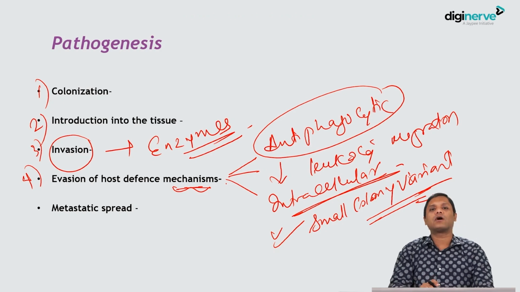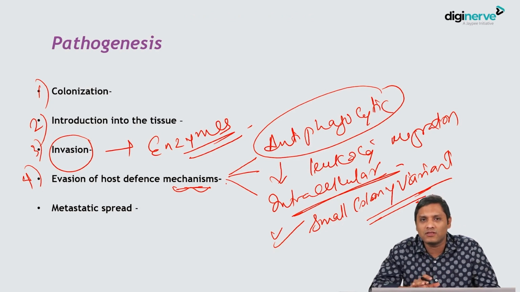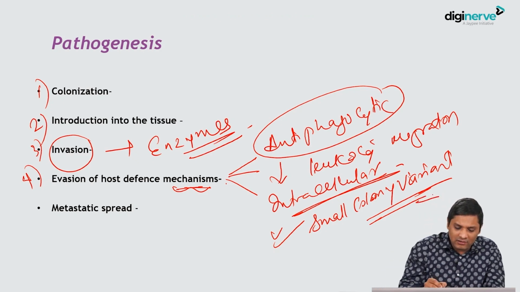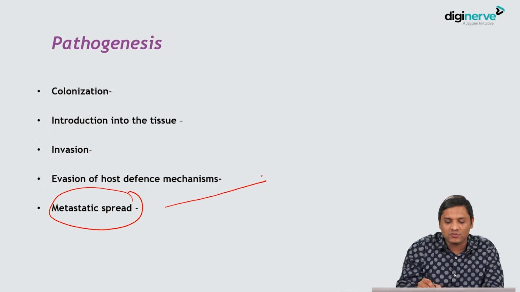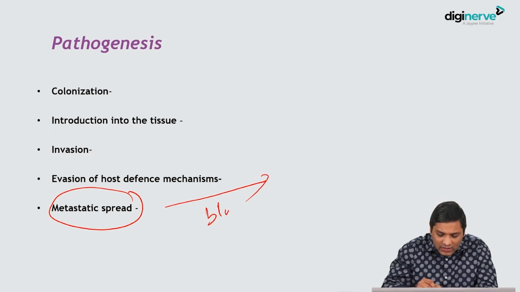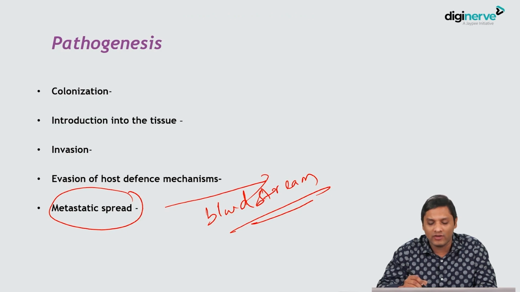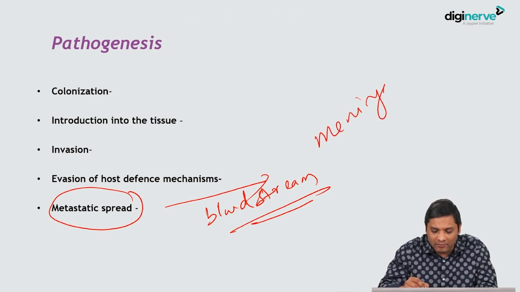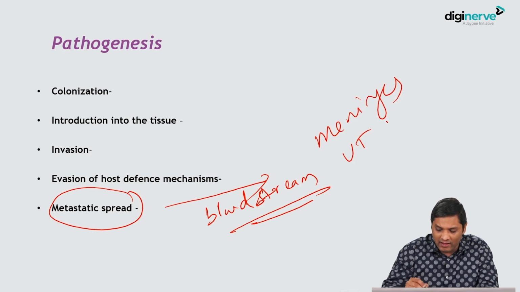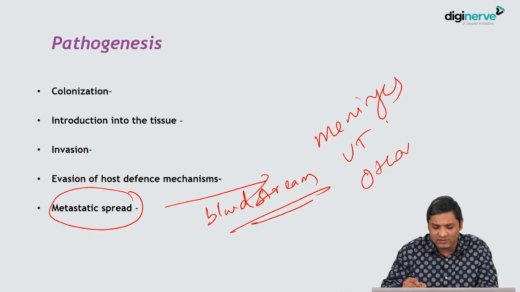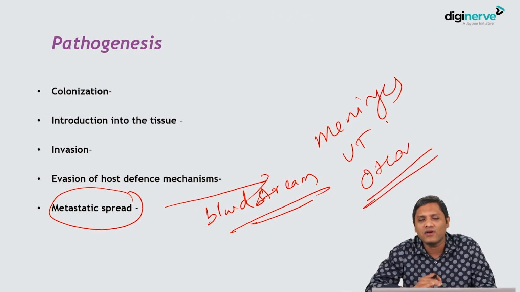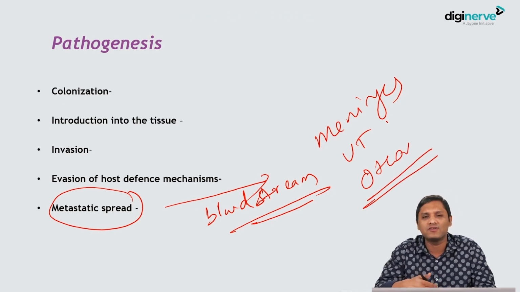Once the organism is able to survive in the host, it is able to evade the host immune response. The next event is the metastatic spread of the organism to various organs. Staph aureus will invade the bloodstream. That leads to bacteremia, and from the blood it can go to various organs such as meninges, urinary tract, and various other organs. So it can cause various invasive infections. So this is the pathogenic event which takes place.